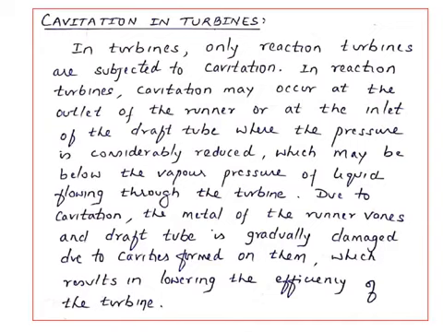In the turbines it happens only in the reaction turbines, because in the reaction turbine there is a chance that the negative pressure will be at the draft tube level, that is the inlet of the draft tube, or at the runner exit, where the pressure is considerably reduced and may reach vapor pressure. So due to cavitation, the metal of the runner vanes or the draft tube is generally damaged due to the cavities that are formed on them, which also results in the lowering of the efficiency of the turbine.